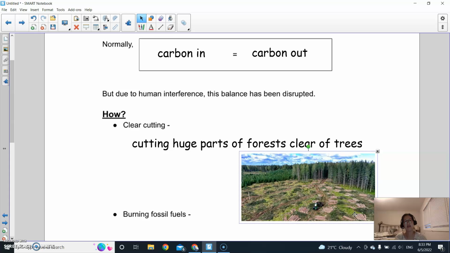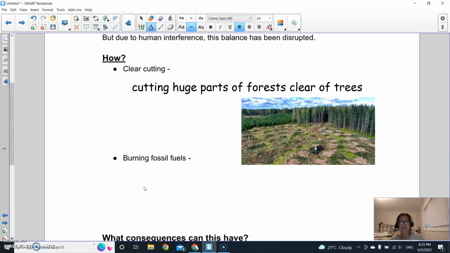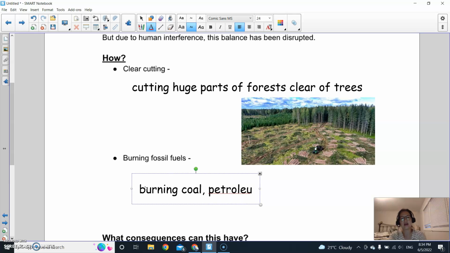And then the other thing that's a problem is burning fossil fuels. So too many fossil fuels. When we're burning fossil fuels, this means burning. And if you remember, there were several fossil fuels. What is the solid fossil fuel? Does anyone remember that? Solid fossil fuels. That is coal. There's also petroleum or oil, and then there's also natural gas.